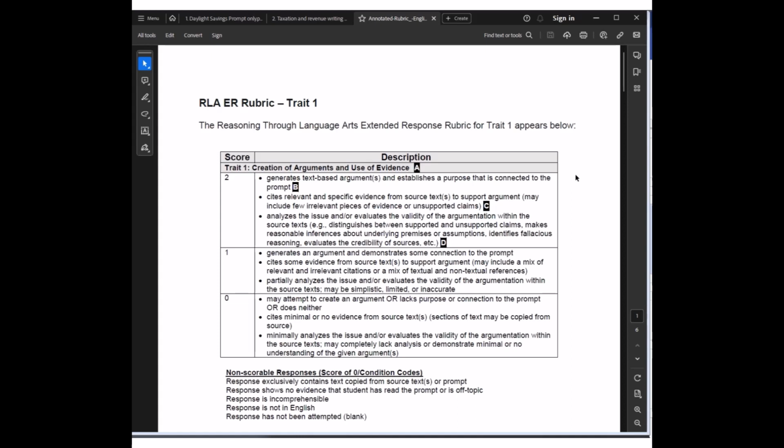Trait 1, creation of arguments and use of evidence. GED scholars, put on your detective hats because you need to be in a Sherlock Holmes mindset to, 1, make this task a little fun if you're cringing at the thought of writing a response, and 2, because you need to act like a detective for this section.